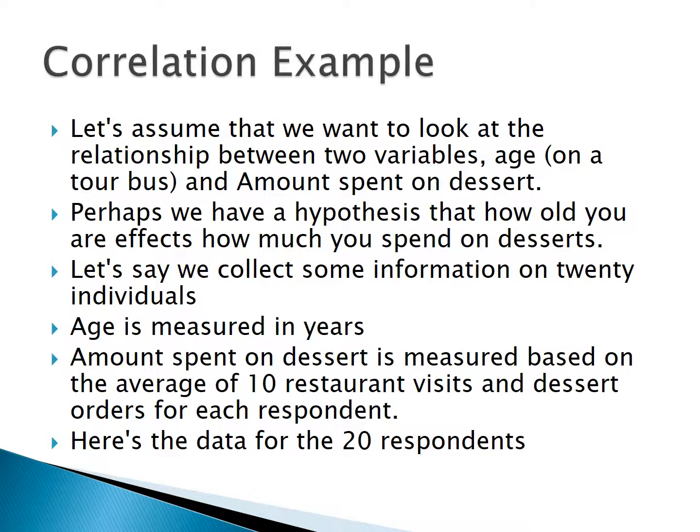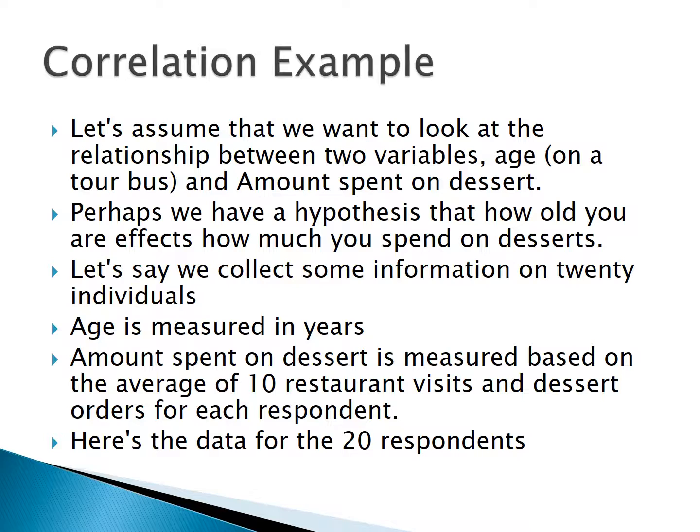Okay, so if we want to take a look at a correlation example, say you were looking at the relationship between two variables. You've got a tour bus and you have people of different ages on the bus, and they're going around and stopping off in different restaurants, and you're looking at the amount that they spend on dessert. Perhaps you have some sort of hypothesis that how old you are affects how much money you spend on desserts. So maybe you're thinking, if you're older, you spend less or you spend more. Does age affect the amount of money you spend on dessert?